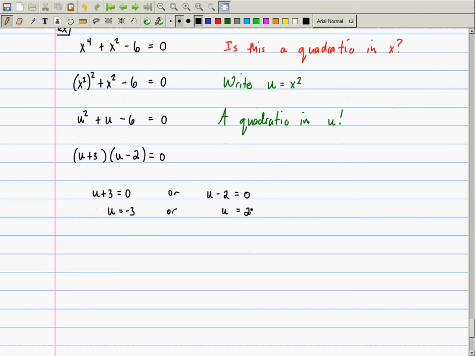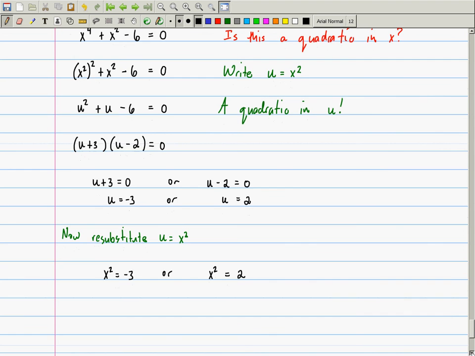Why is this not the solution to the problem? Because I gave you the equation in terms of symbol X. Currently, we have solutions in terms of symbol U. So now we're going to re-substitute. U is X squared. So there are now two possibilities. X squared is equal to negative 3, or X squared is equal to 2. So now we need to solve for X.